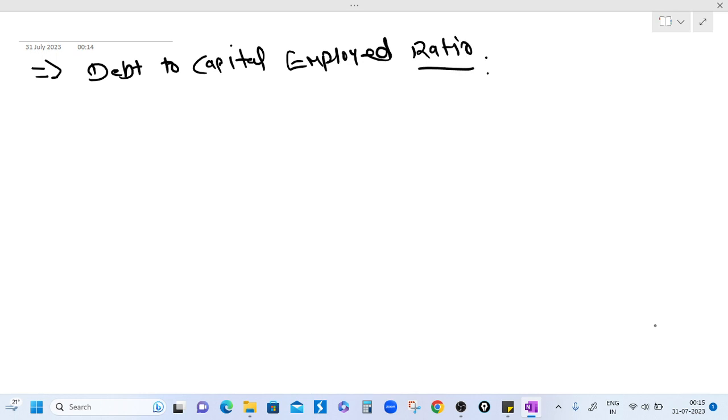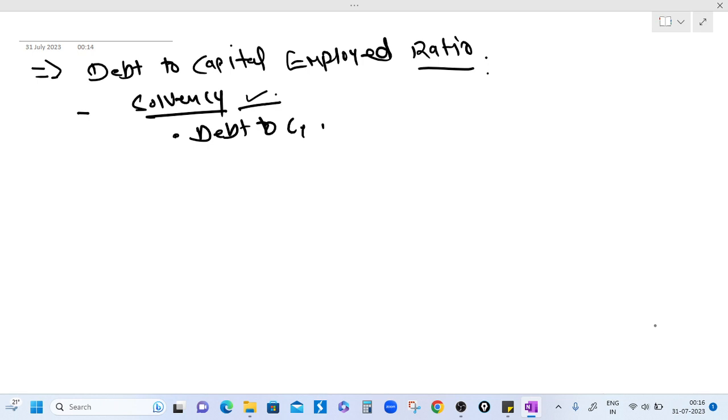So the debt to capital employed ratio. Please note that this ratio is also part of the solvency ratios. Solvency ratio is the major heading or type of ratios where the debt to equity ratio comes. Debt to capital employed, debt to equity, all those ratios come under the solvency ratios.